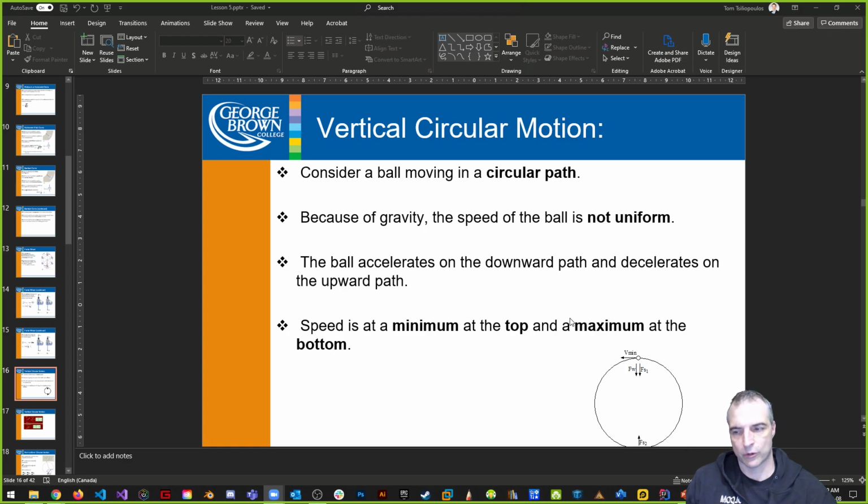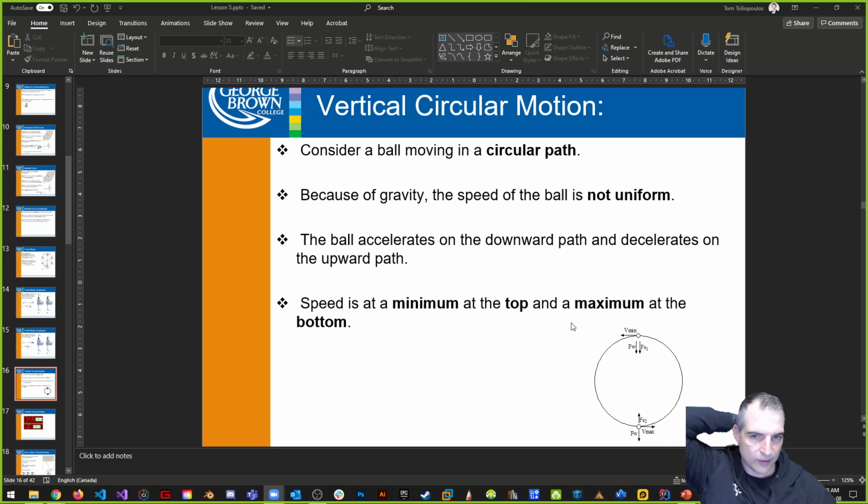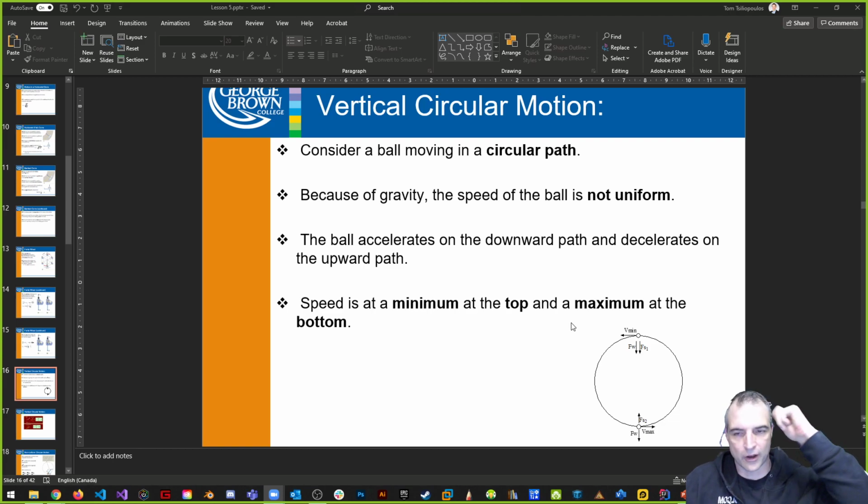So that is the roller coaster idea. All right, again, we can consider a ball moving in a circular path. This is vertical circular motion. So far we've talked about horizontal circular motion, which is, let's say, above my head, a conical pendulum, or something mechanical. And now we're talking about a vertical circular motion where we have non-uniform speeds.